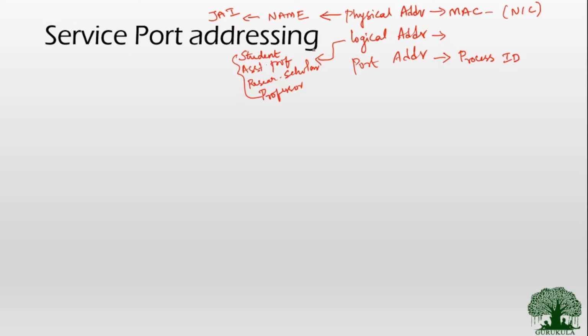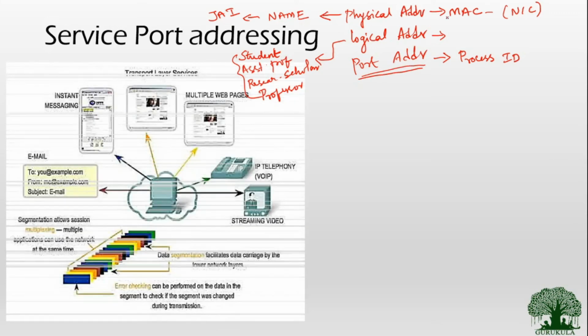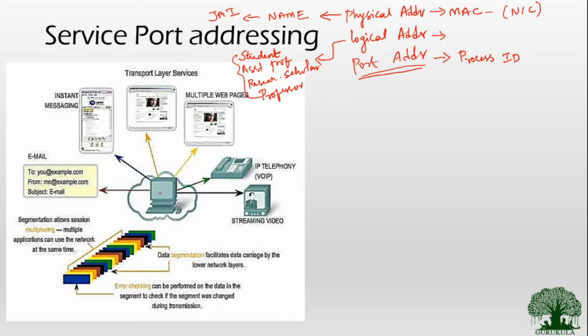The address which I possess is assigned to me in a very logical way. It depends upon the place where I am working or studying, or upon the role that I am playing. That is what we call the logical address. Now there is a special address we call the port address. A port address is nothing but something on a particular machine.